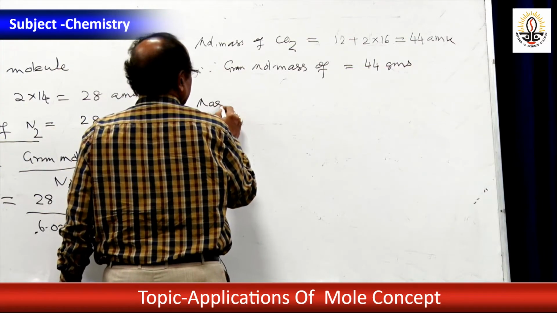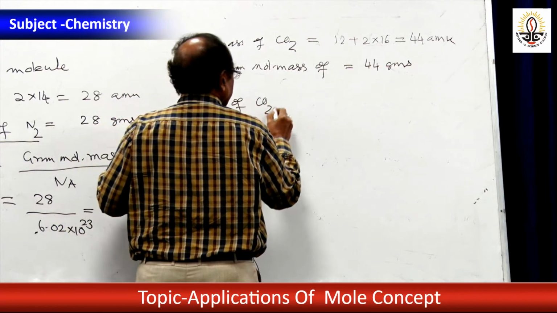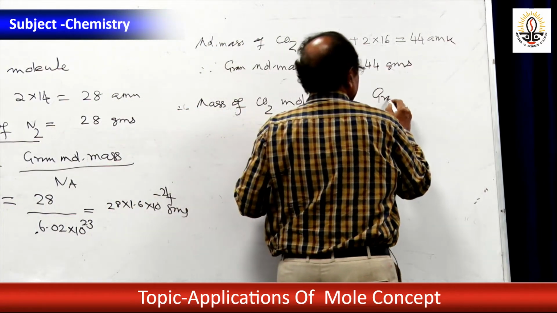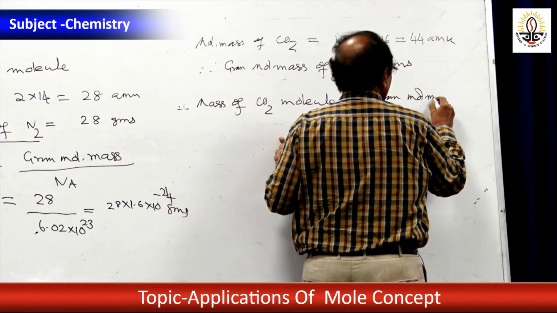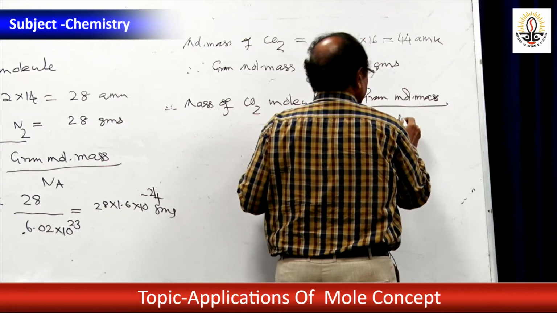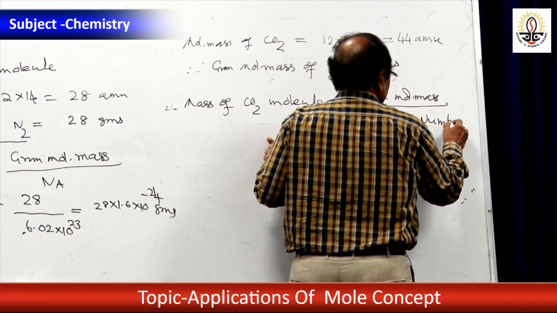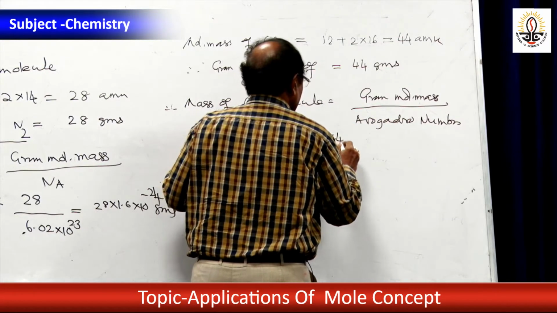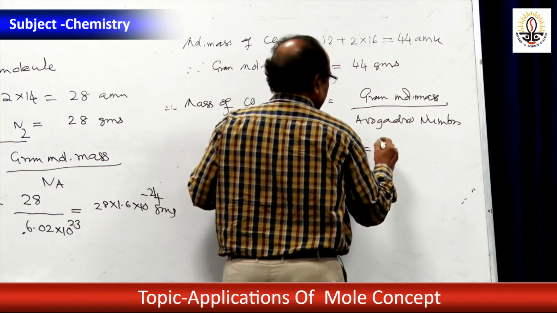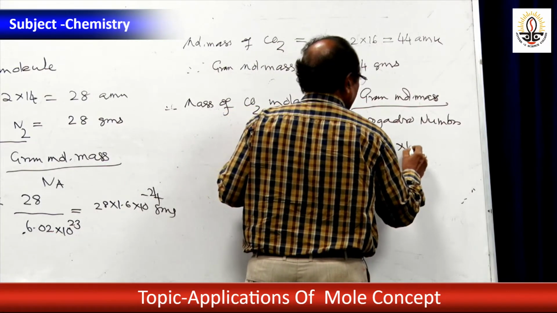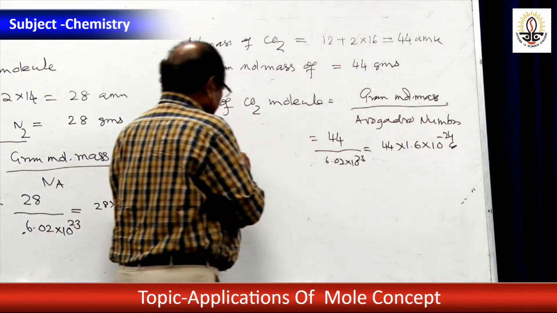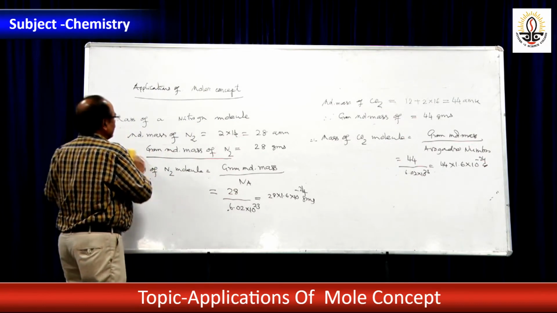The mass of a carbon dioxide molecule will be what? Gram molecular mass by Avogadro's number. So that is 44 by 6.02 into 10 to the power 23, that comes to 44 into 1.6 into 10 to the power minus 24 grams. You see, you can calculate easily by this instead of remembering the formula.